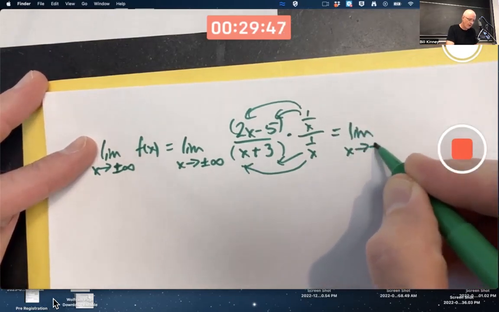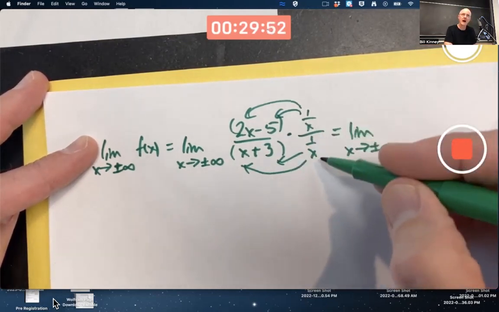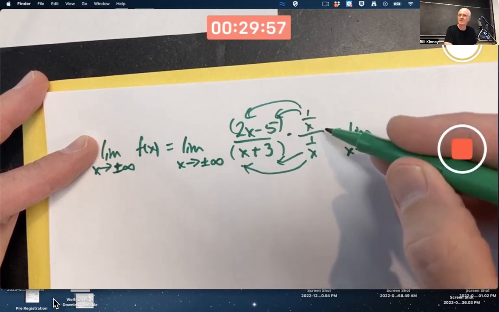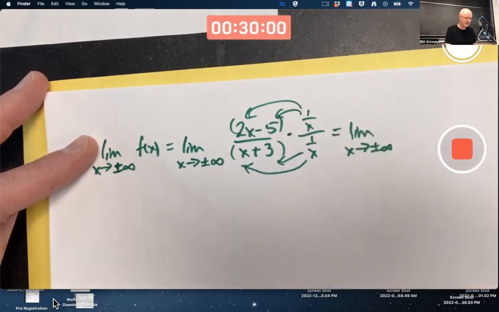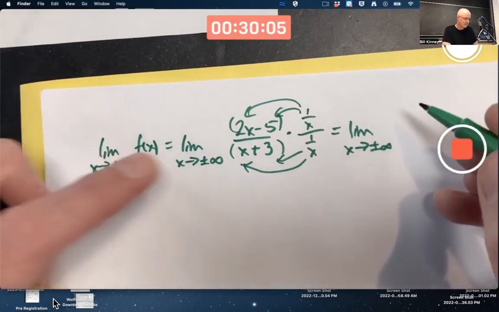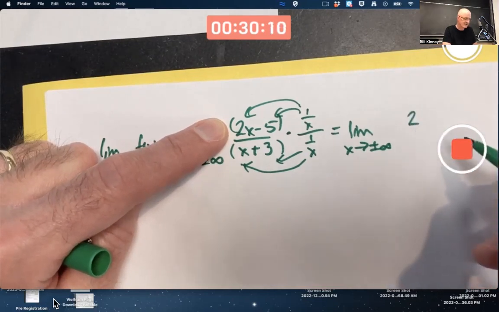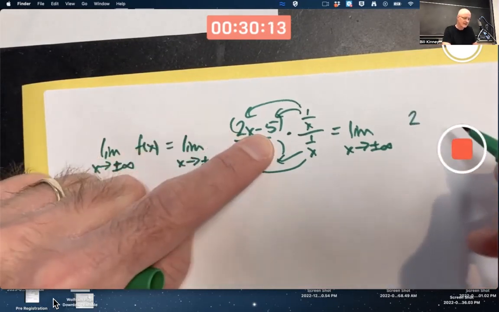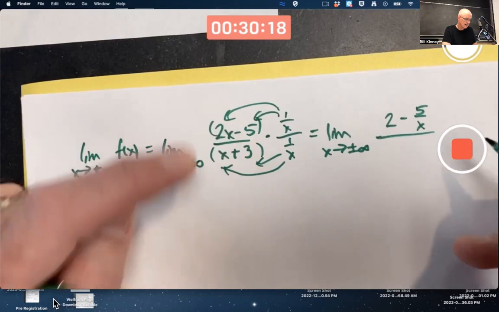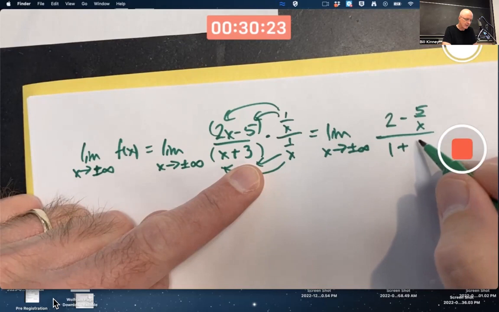If I multiply by 1 over x, it's not going to change the output of this function because I'm doing it to both the top and the bottom. I mean, you might wonder what happens when x is 0, because 1 over 0 is undefined. Well, don't worry about it because we're letting x go to plus or minus infinity, not 0. 2 times x times 1 over x is just 2, right? The x's cancel. Minus 5 times 1 over x is minus 5 over x. x times 1 over x is 1. The x's cancel. 3 times 1 over x is 3 over x.